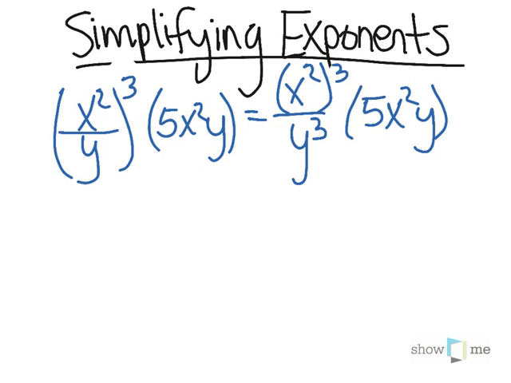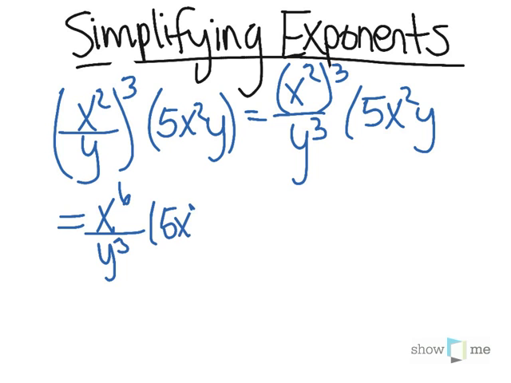Now we see that we have an exponent raised to an exponent. And we have a rule that says if that's the case, we multiply our exponents together. So that's going to give us x to the 2 times 3. Well, 2 times 3 is 6. And then on the bottom we still have y cubed, and then we still have this 5x squared y. And I forgot my parenthesis.